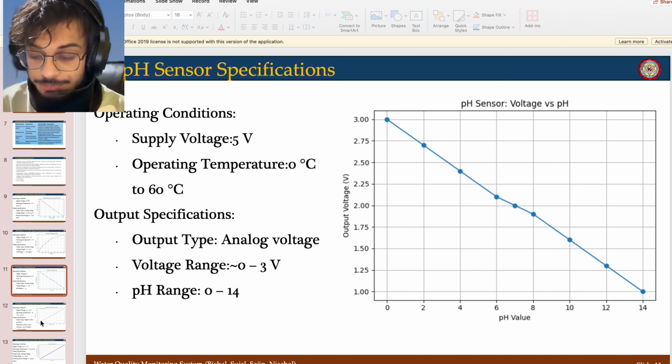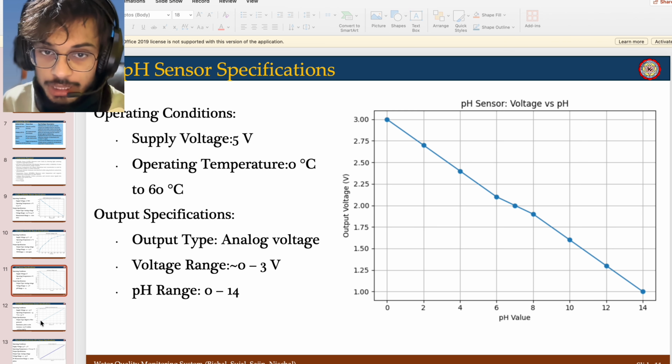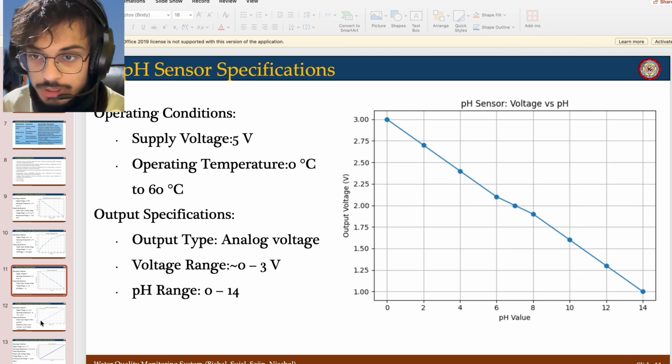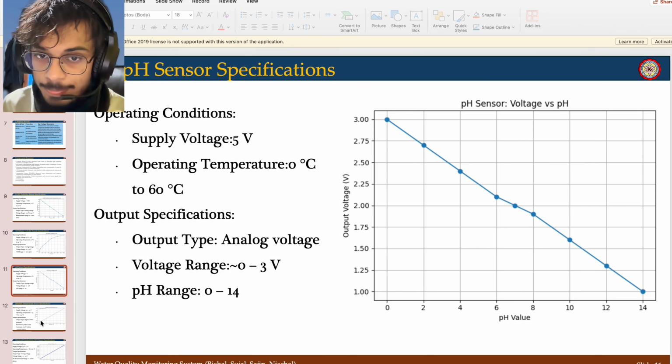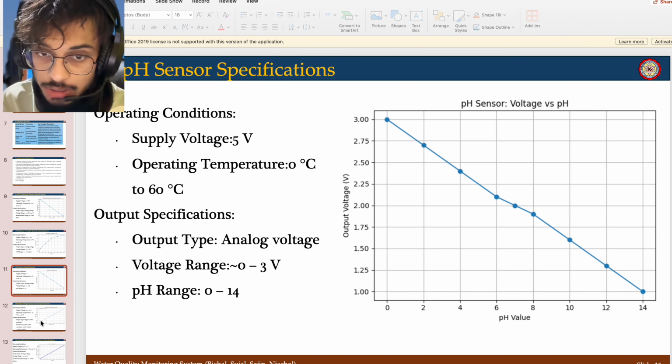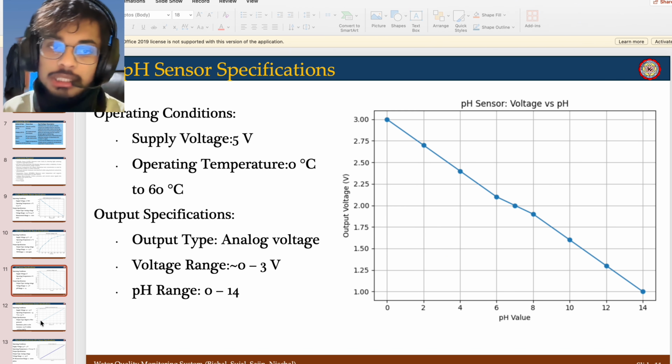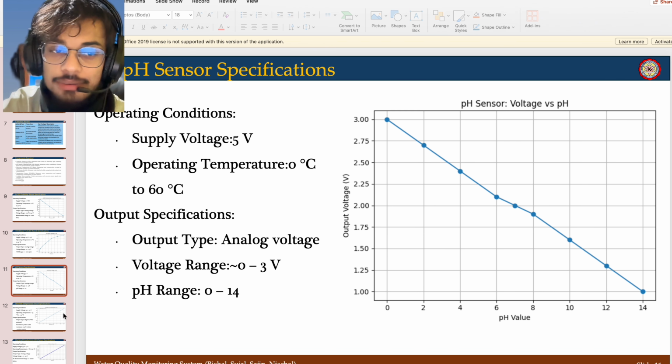In this way, we can see in the graph also, for low voltage there is high pH, because low voltage is generated when there is less H plus concentration. Less H plus concentration means pH is high, and it will generate a low voltage. So low voltage means high pH, and high voltage means low pH, which can be seen in the graph also.